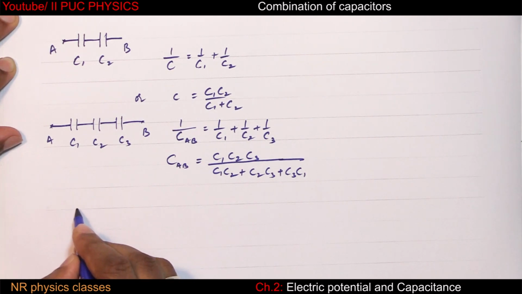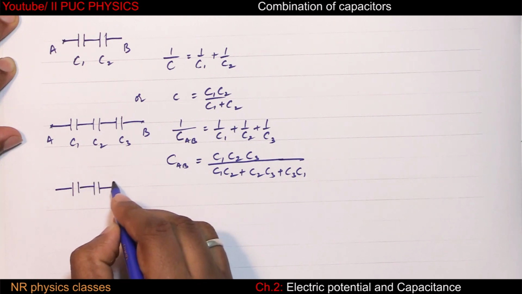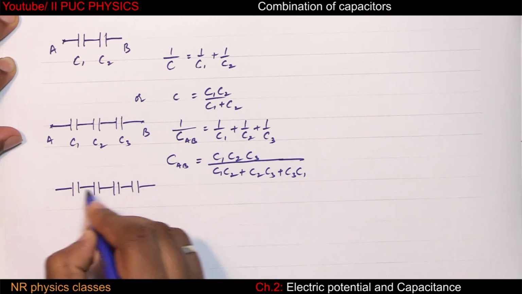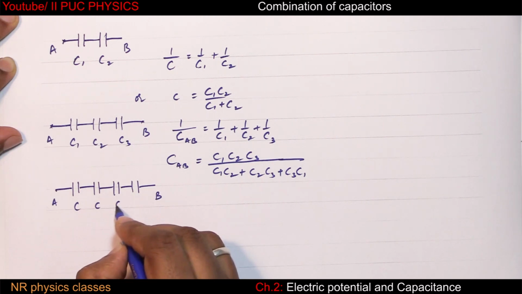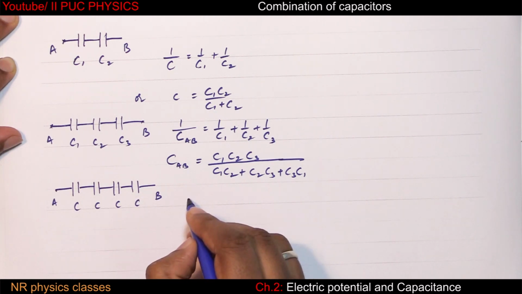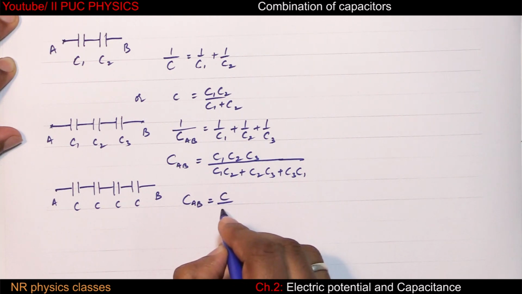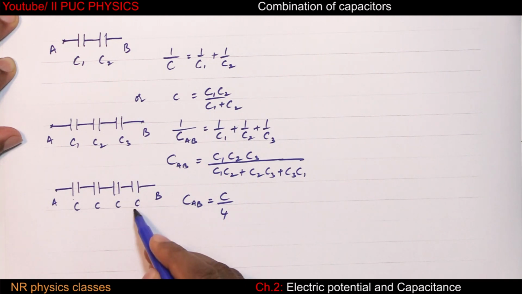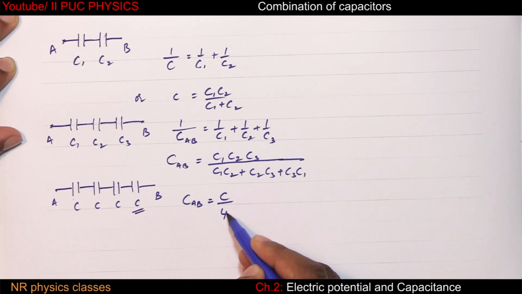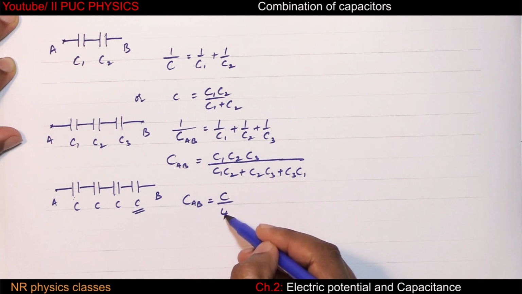Now if four identical capacitors are in series, between A and B, each C, then CAB equal to C by 4. Four are in series, identical, so each equal to C by 4. If there are 10 identical capacitors in series, then C by 10.